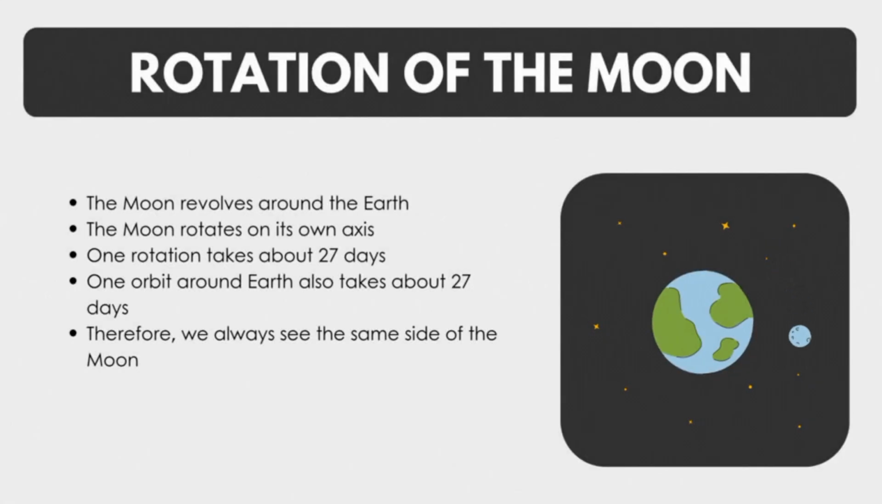Now, I will explain about the rotation of the moon. The moon also rotates on its own axis. Interestingly, the moon takes about the same amount of time to rotate once as it takes to orbit the Earth once, which is about 27 days. Because of this, we also see the same side of the moon from the Earth.